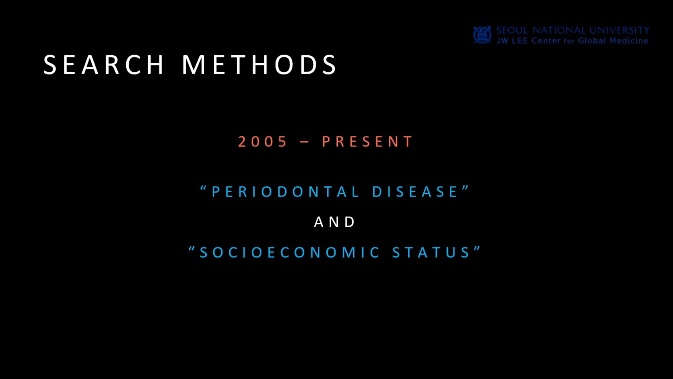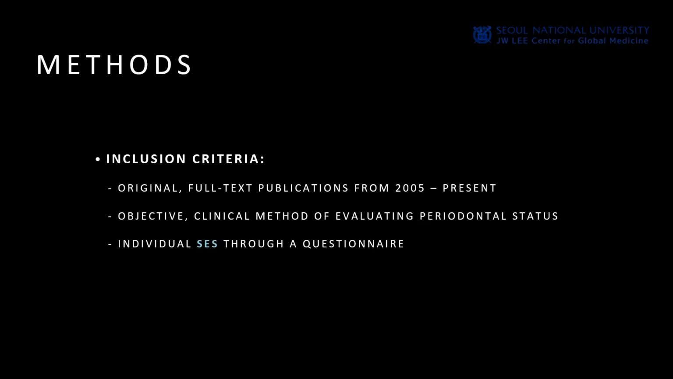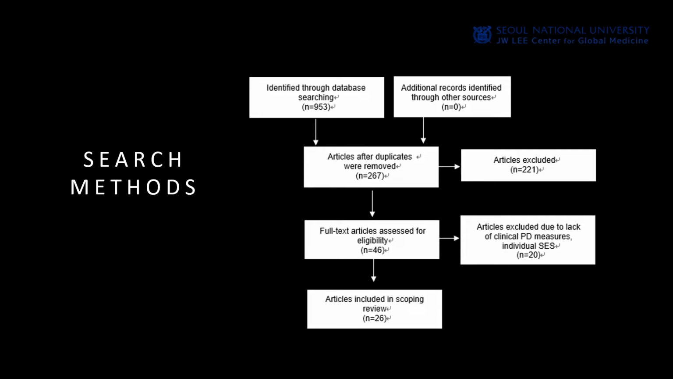Methods. For the search, publications from 2005 to the present date were included, utilizing the key terms periodontal disease and socioeconomic status. Only original full-text publications were included. The studies had to have an objective clinical method of evaluating periodontal status, such as clinical attachment levels, recession, bone loss, and the studies also had to assess the individual socioeconomic status through a questionnaire. Major databases such as PubMed, Google Scholar, Cochrane, and EBSCO were utilized. 26 publications were included for the final review.